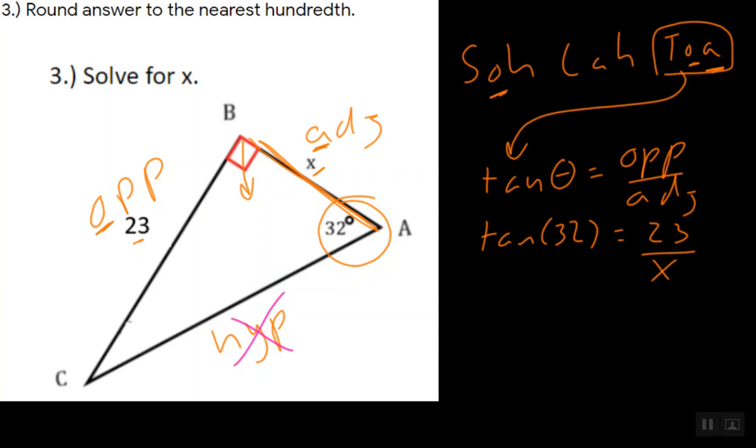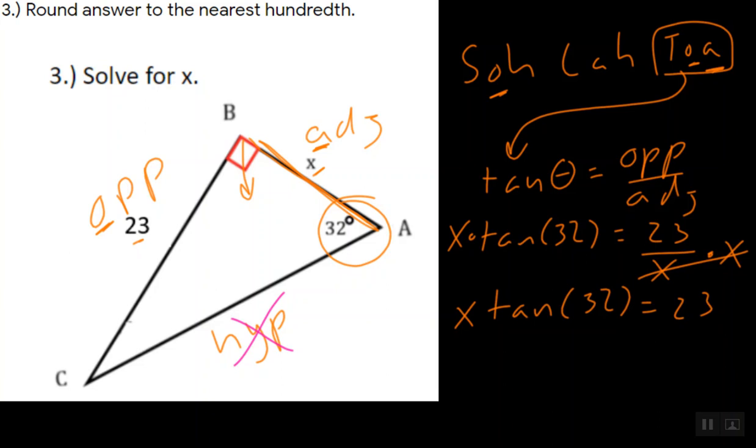Think back to our last problem. How do you get rid of the thing on the bottom? Well, we always get rid of the thing on the bottom first. Here, there's an x, so I multiply both sides times x. Now notice when I write out my next line, I actually have x tangent of 32 is equal to 23. Notice that the x is not by itself yet.